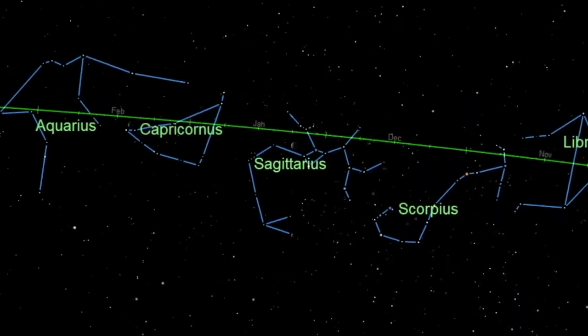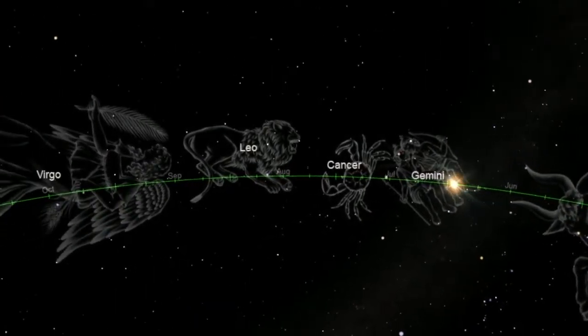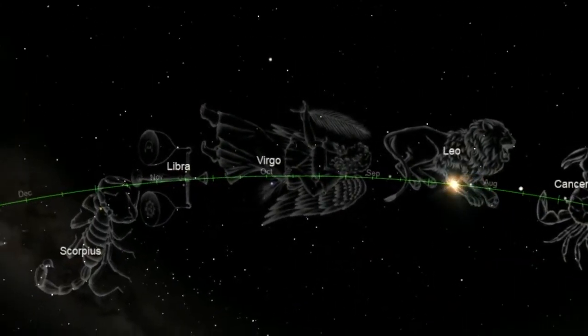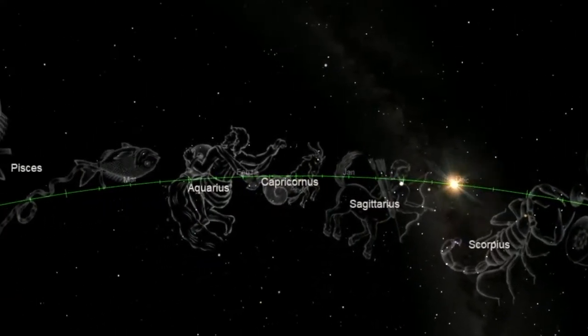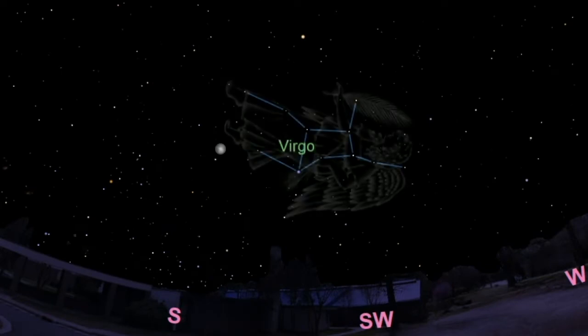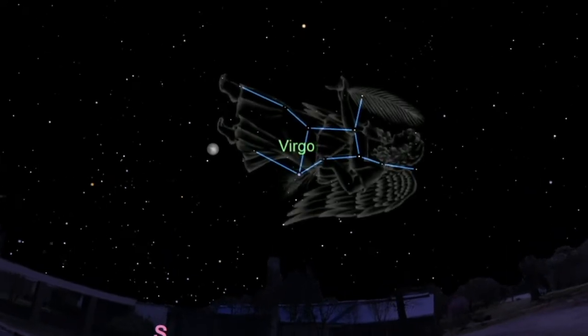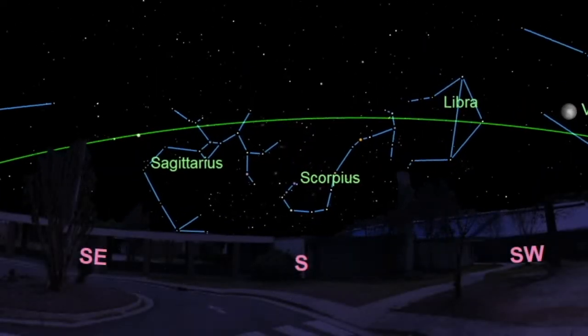The 12 zodiac constellations we know today are Aries, Taurus, Gemini, Cancer, Leo, Virgo, Libra, Scorpio, Sagittarius, Capricorn, Aquarius, and Pisces. All of the zodiacs are living things except for Libra, which is actually a scale. And of the 12, Virgo is the largest, and is actually the second largest of all 88 constellations.